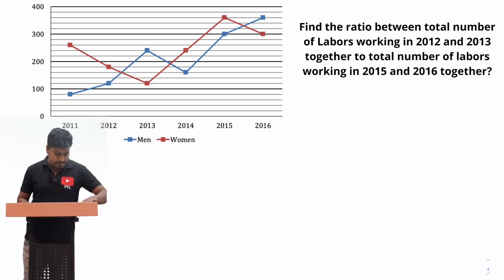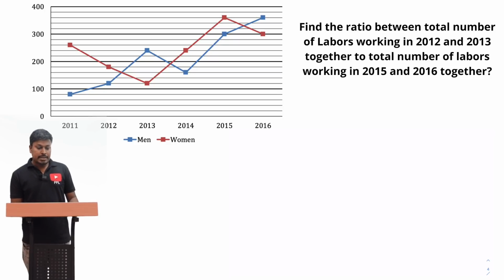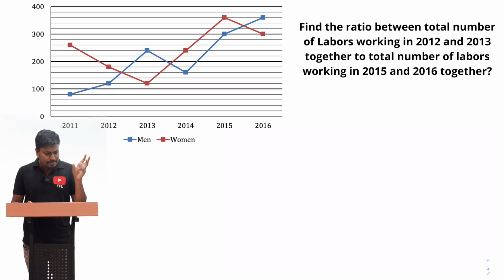So next question. Find the ratio between the total number of laborers working in 2012 and 2013 together to the number of laborers working in 2015. I think we need to find the ratio. That is for the total laborers, not only for men or women. We need to find the total laborers working.